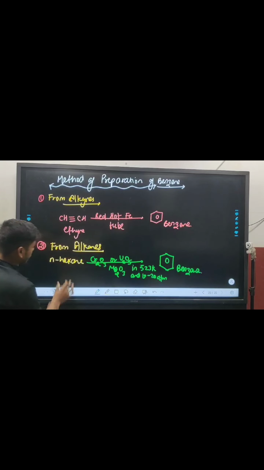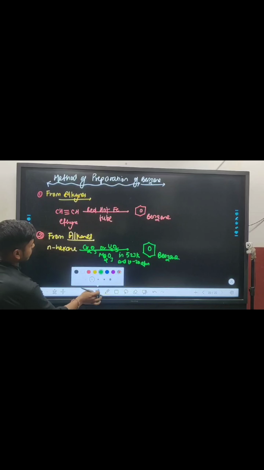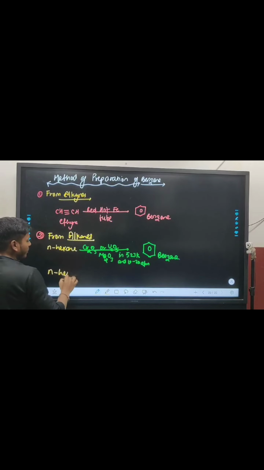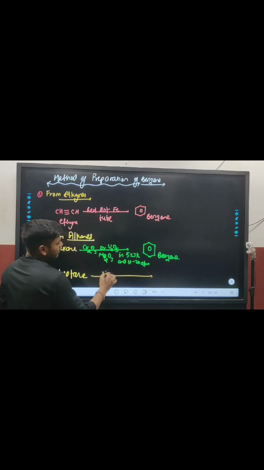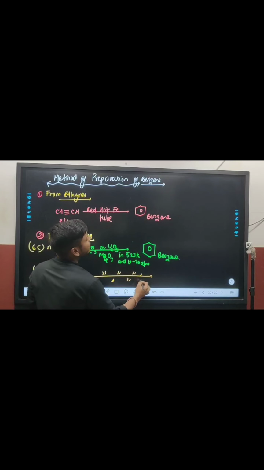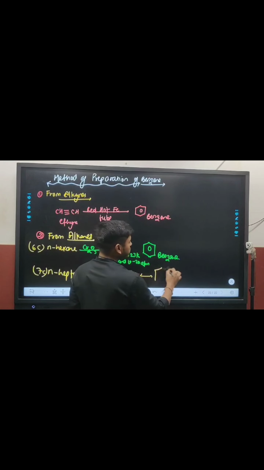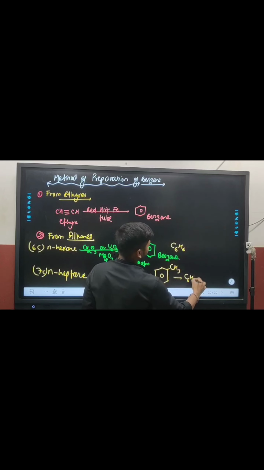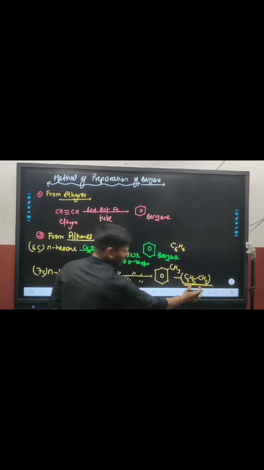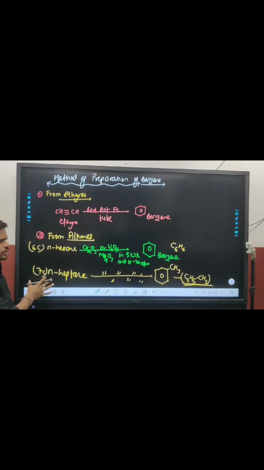But if I take n-heptane, and you know very well n-hexane has 6 carbons and n-heptane has 7 carbons, we add the same reagent, same temperature and same pressure, then it will lead to the formation of toluene. You know very well, benzene has formula C6H6 and toluene has formula C6H5CH3, right? It has 7 carbons.